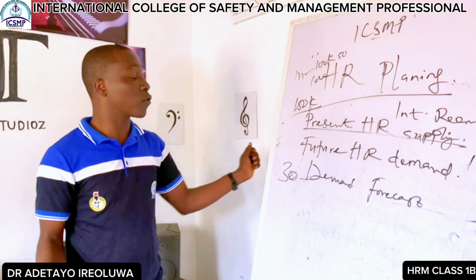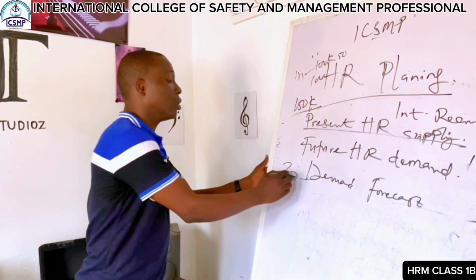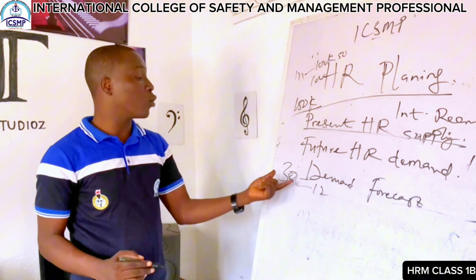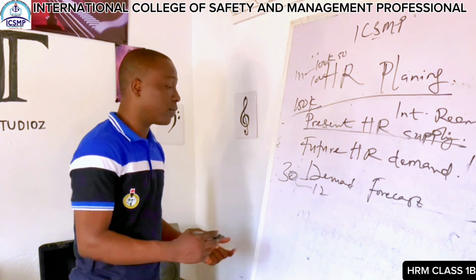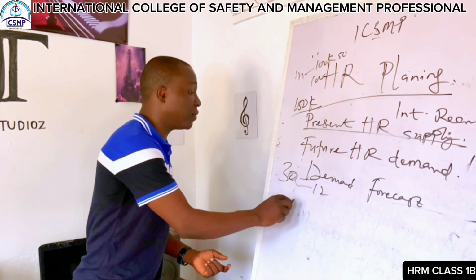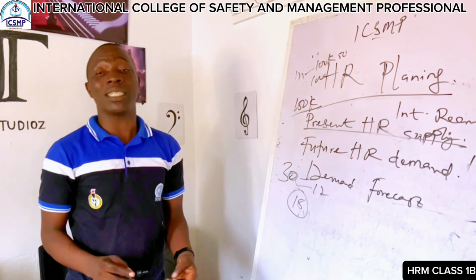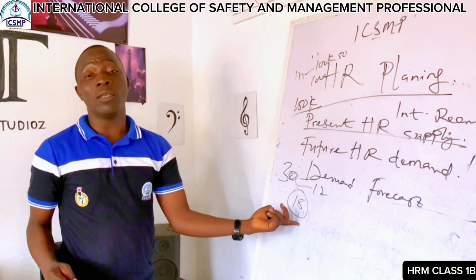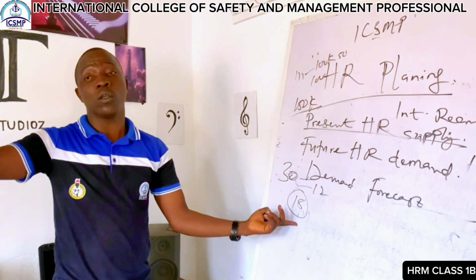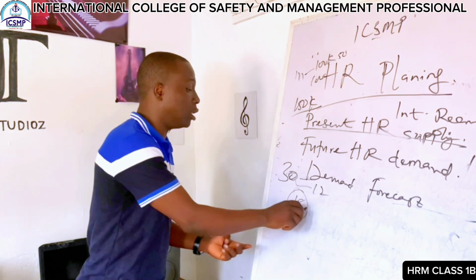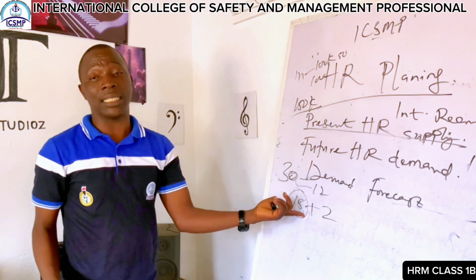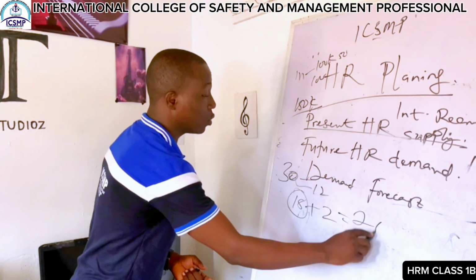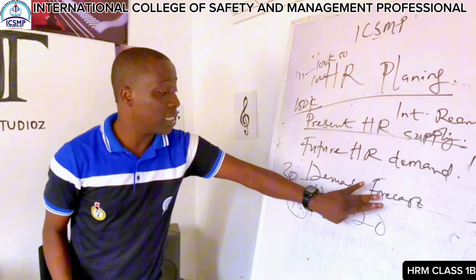You now discover that, okay, from this 30, the organization can make 12. It means you are not looking for the whole of 30 again. 30 minus 12 gives you what? 30 minus 12 gives you 18. It means you are left with 18. Now, when you carry future HR demand on this 18, you discover that you will be needing 2 for future purpose. You now add the 2 to this 18. Now 18 plus 2. So it means your demand forecast now is what? Is 20 at the end of the day.